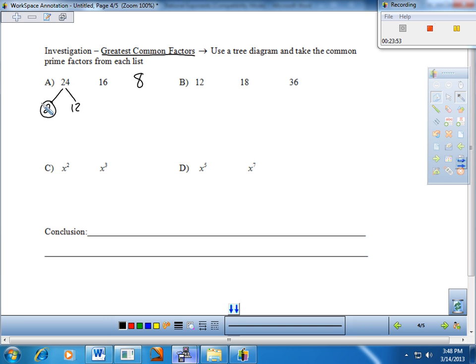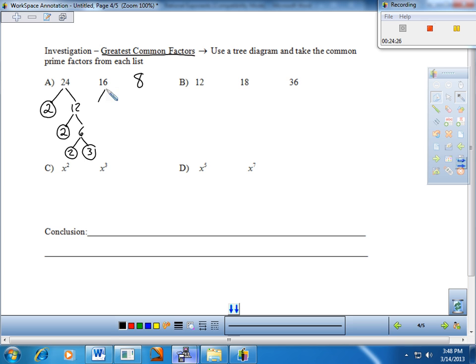2 is prime, so please circle it. 12 goes further. 2 times 6, which should work out here, circle the 2. 6 goes further, and so 2 times 3. The short version of a long story here is that this 24 can be written as a product of 4 prime numbers, 2 times 2 times 2 times 3. Hope everyone's okay with that.